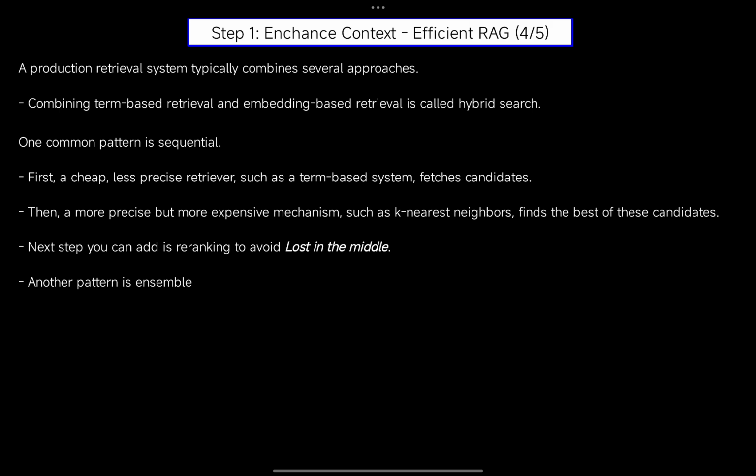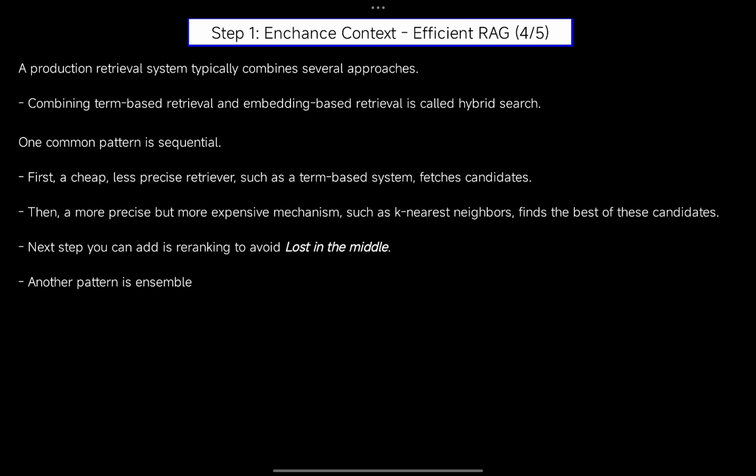Then the other pattern is an ensemble approach, where you can use different retrieval mechanisms and then take a majority voting or an ensemble approach to combine the results from the different retrievers, right? So this is what we can do using a hybrid approach or a step-by-step approach to build a better context for the LLM to generate the answer, right?